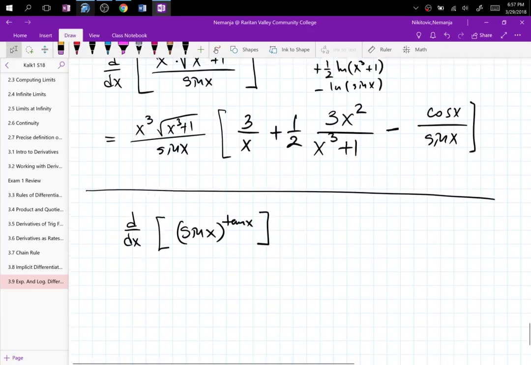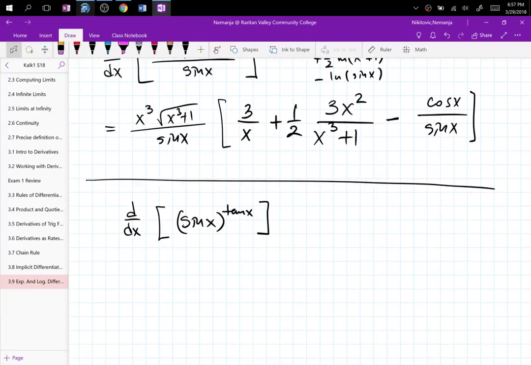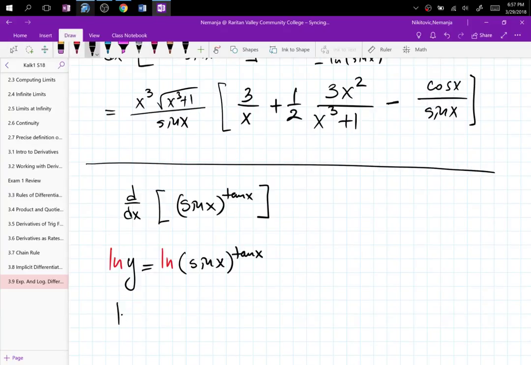And for these problems, the only option you have is logarithmic differentiation. So what do we do? We go y equals, leave some space, sine x raised to the tangent x, and now hit both sides with ln. By the power rule, tangent x hops in front of the ln. So now I have ln y is equal to tangent x times ln of sine x.